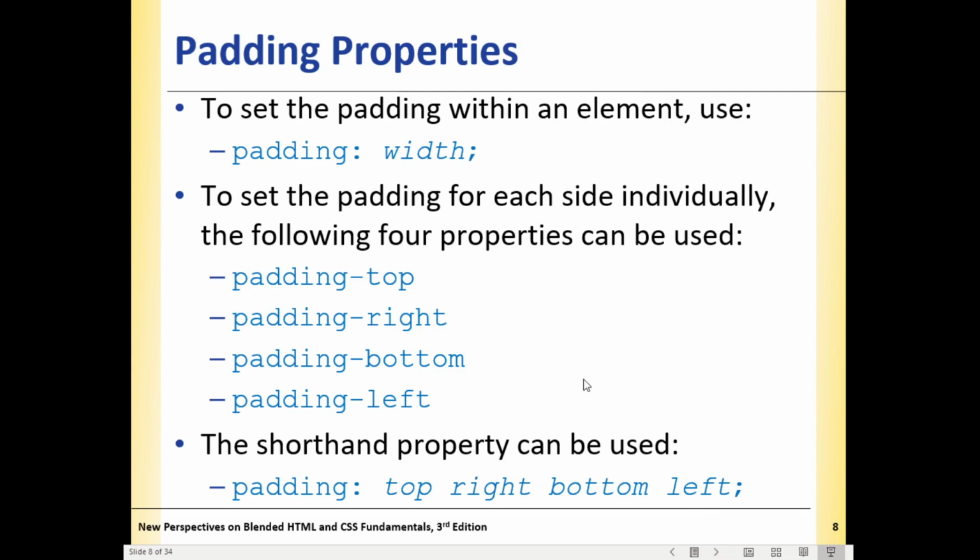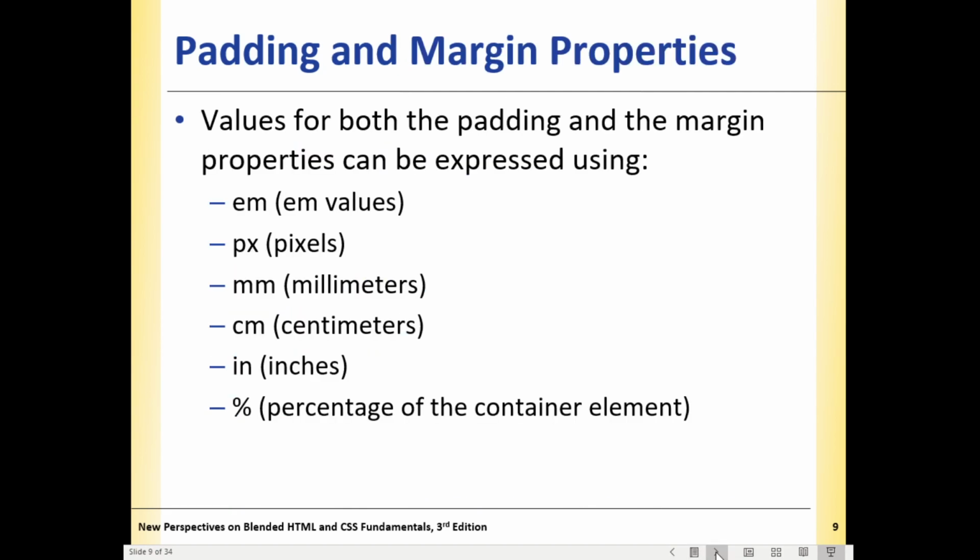So how do we set these? We use padding width, and that sets the padding all the way around the box. But we can also do padding top or padding right or padding bottom or padding left. The shorthand property can be used. We can do padding, and we can just specify top, right, bottom, and left. And I'm going to show you examples in those in the next video.